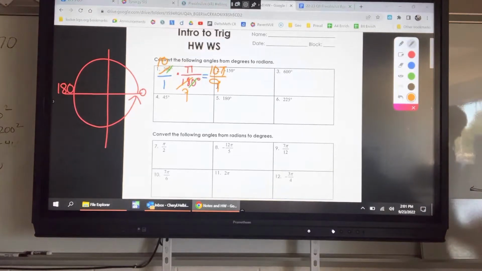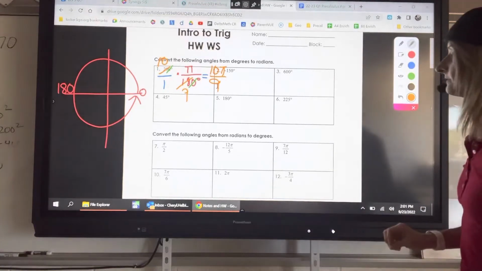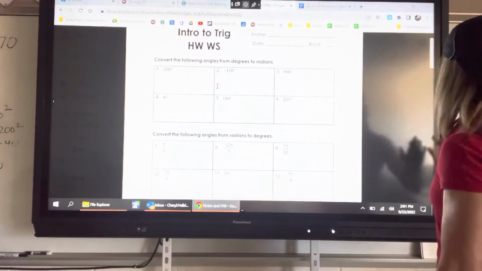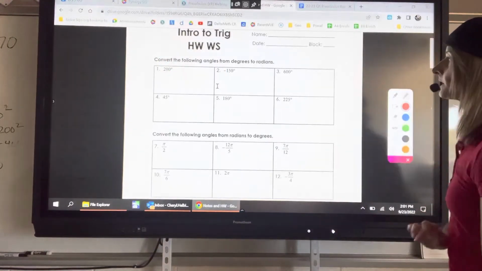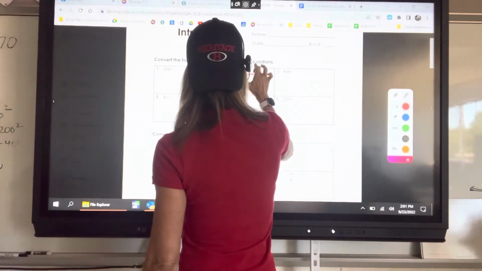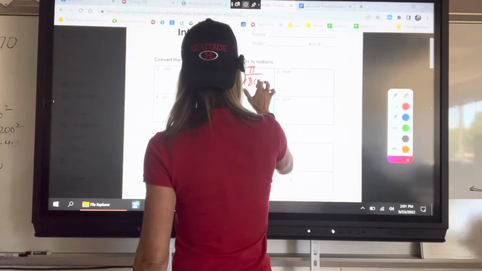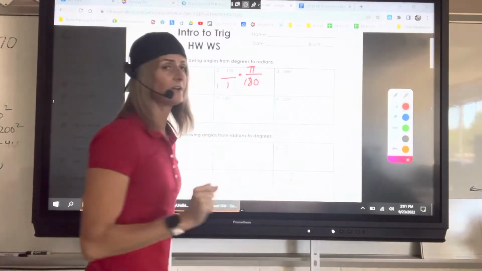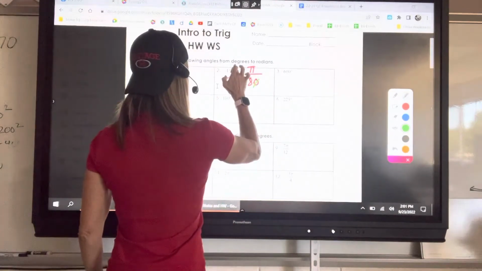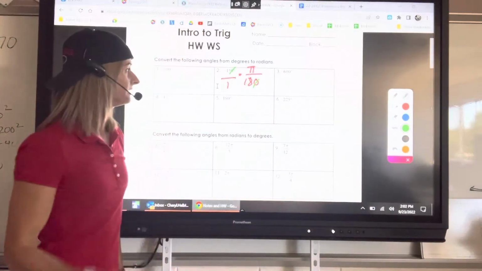I wanted to do number 2, because there's a negative. Can I erase that? Yeah. Okay. So I'm going from degrees to radians, so I'm going to multiply by pi over 180. Can I simplify first? Let me first divide by 10. So now I've got a 15 and 18.